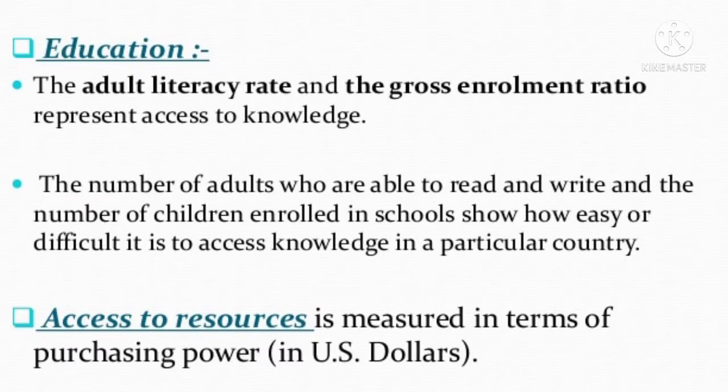HDI is a measure to assess long-term progress in three basic aspects of life, as these are health, to lead a long and healthy life, education, provision to gain knowledge and resources, to have a decent standards of living. So these are three important parts, or we can say aspects, through which we can measure the human development, and that is known as Human Development Index.